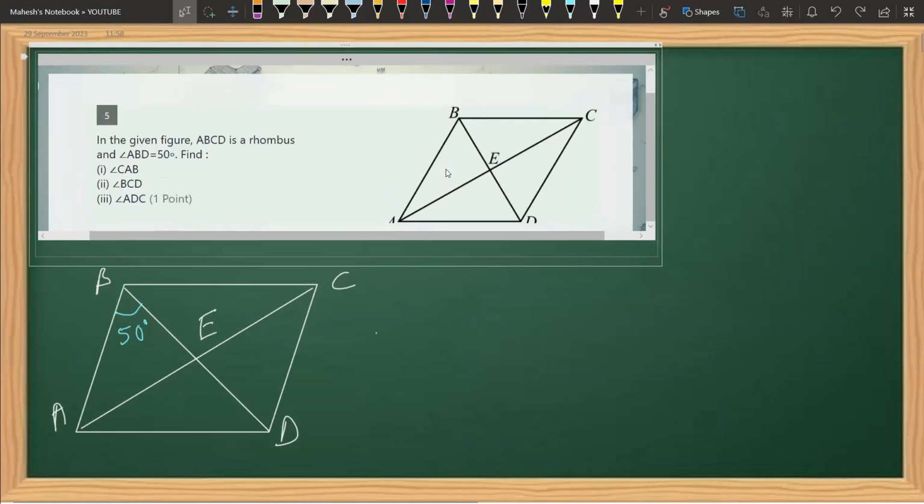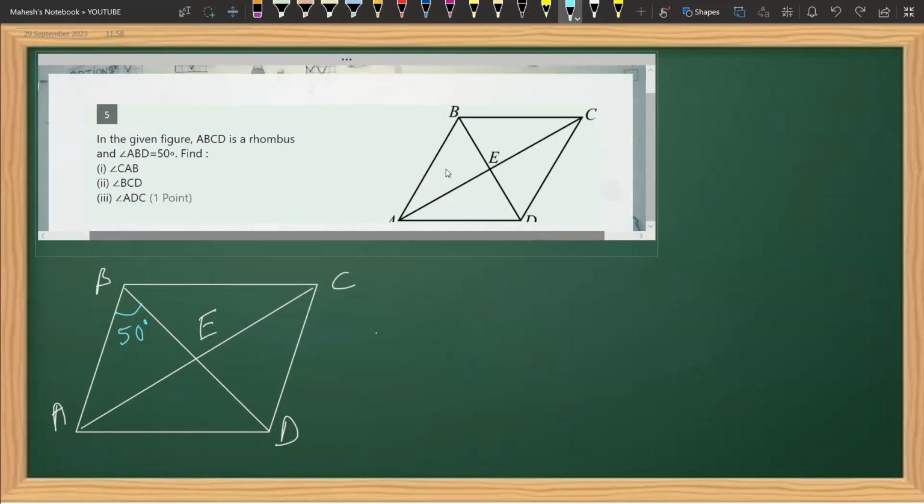Now, as you can see, I've written this value here. This angle is given as 50 degrees. In the first part, we have to find angle CAB. This angle is what we have to get. You should know that the diagonals of a rhombus bisect each other at 90 degrees. So this angle is 90 degrees, and this angle is 90 degrees.